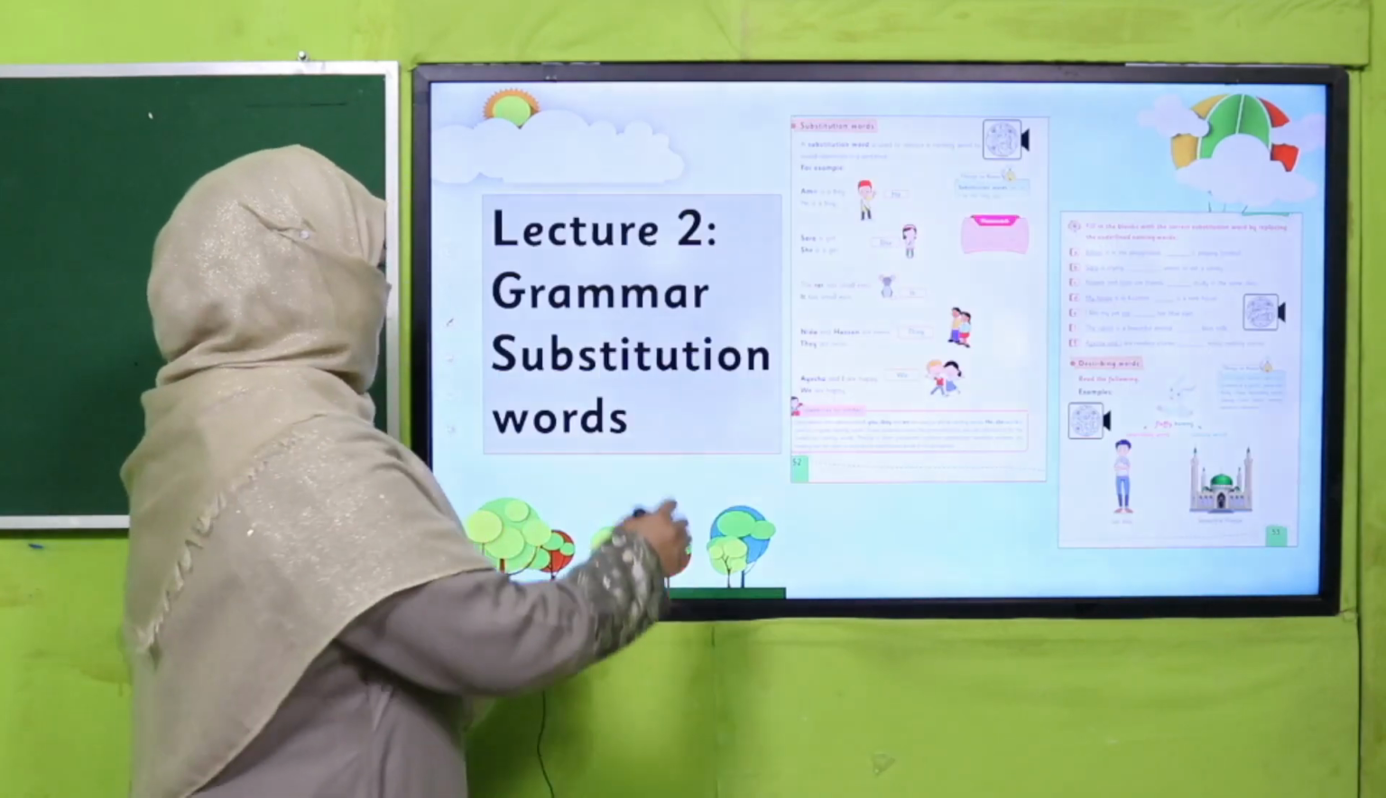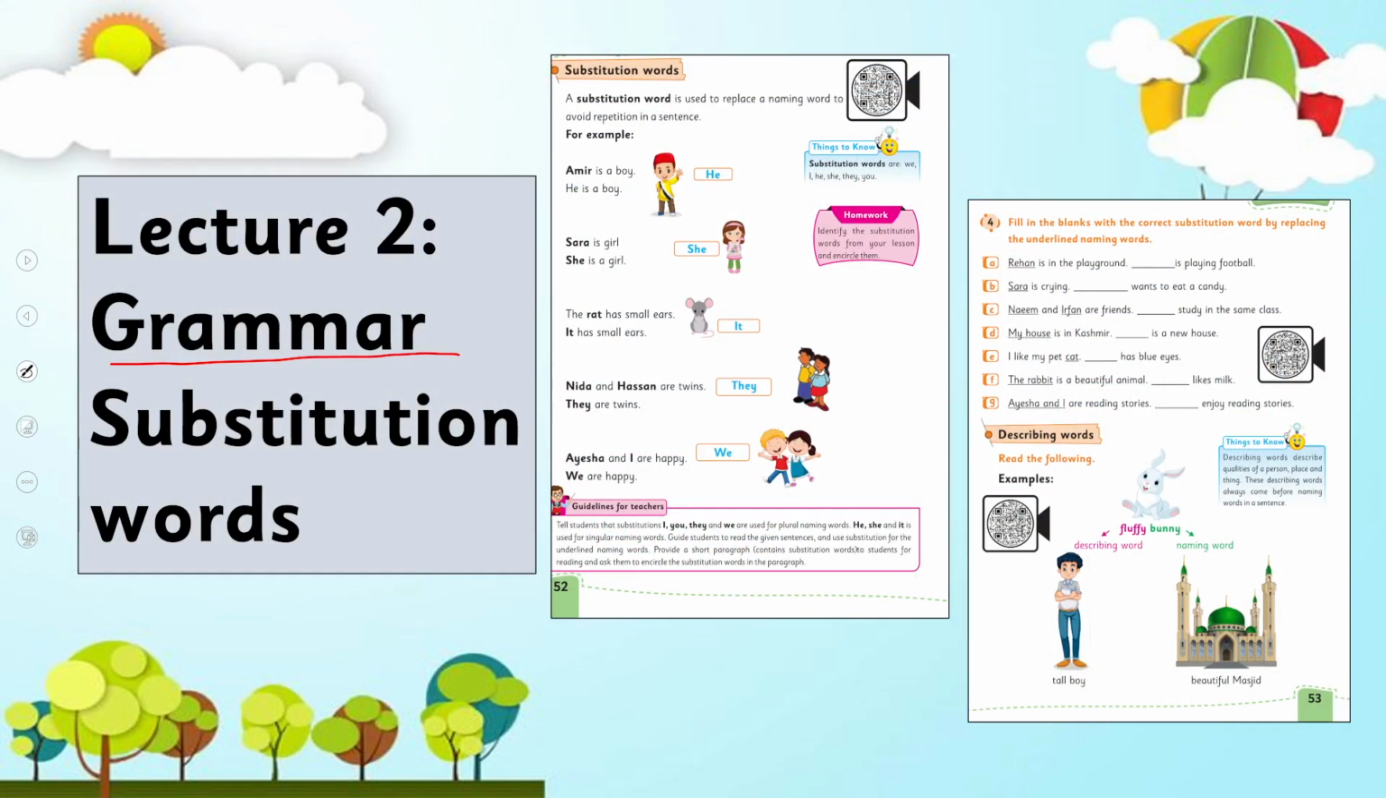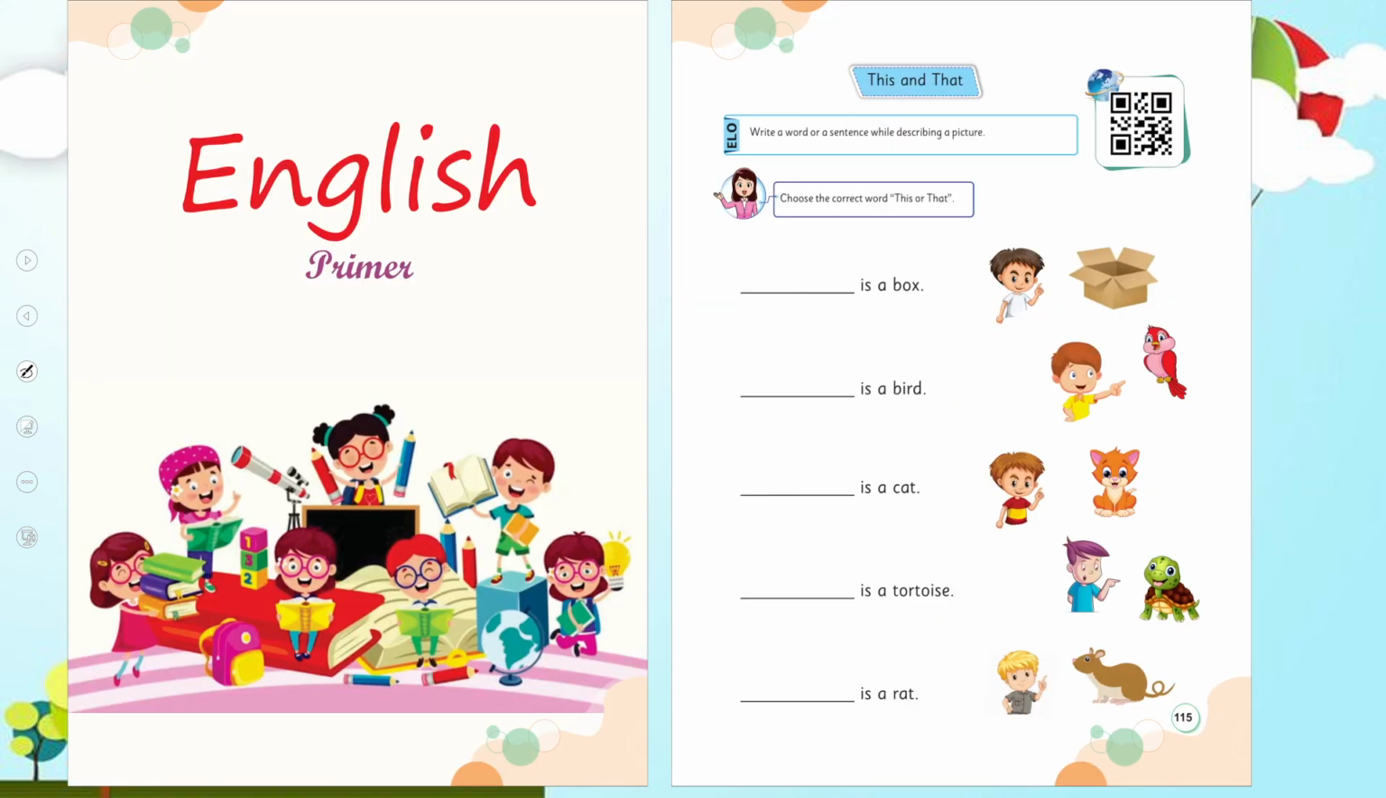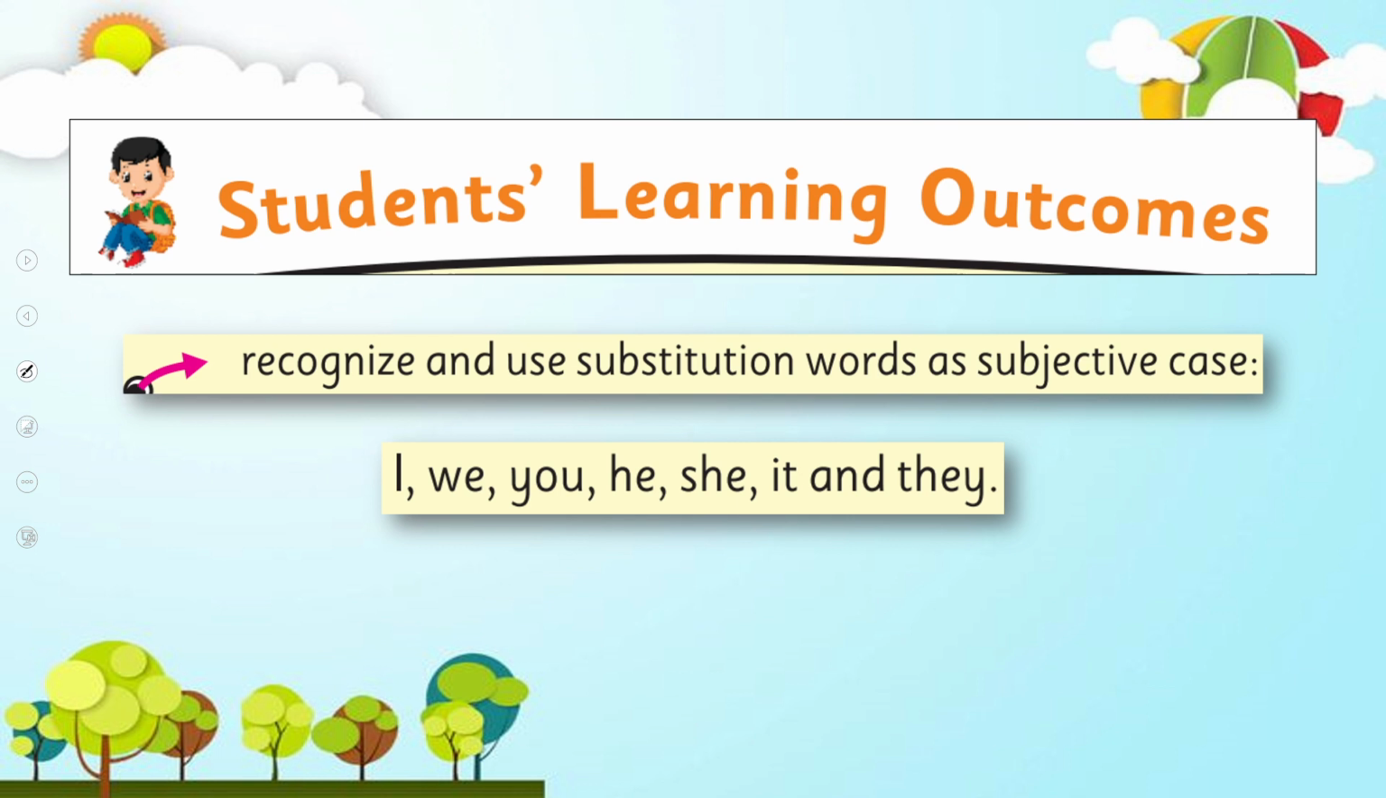Yes, my dear students, today under the title of grammar, we are going to learn about substitution words. Before this, in your English primer, you have learned about the use of this and that. Remember? So beta, this concept is going to extend and we are going to learn to recognize and use substitution words as a subjective case: I, we, you, he, she, it and they. This is our today's SLO.